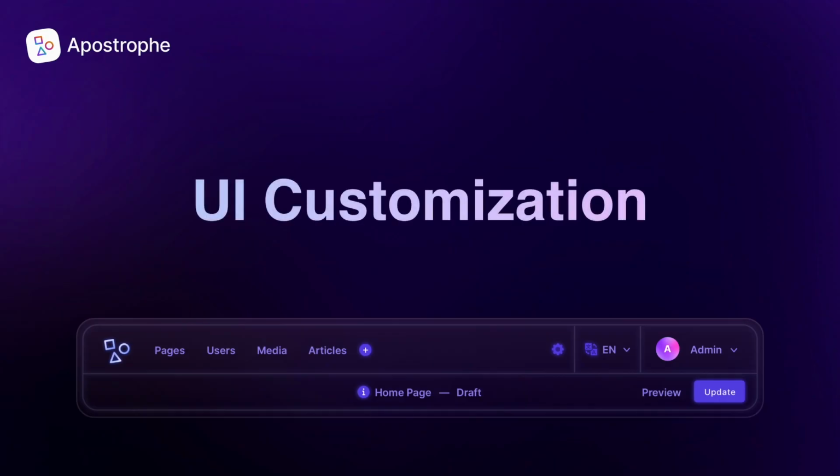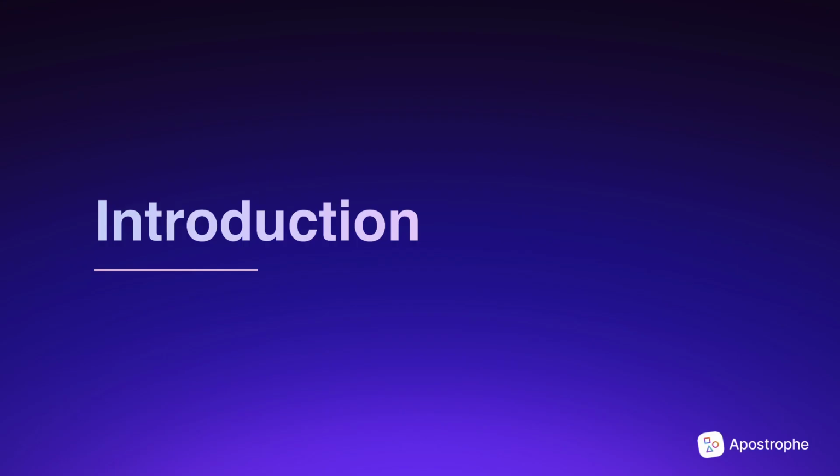Apostrophe CMS onboarding series, UI customization. The admin bar serves as the primary interface for editors, enabling them to create new pieces and pages, manage media files, and handle user roles and permissions. Additionally, it offers access to global configuration settings, locale settings, and the personal settings menu.